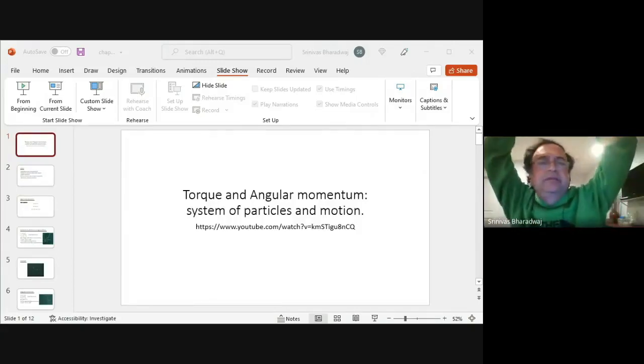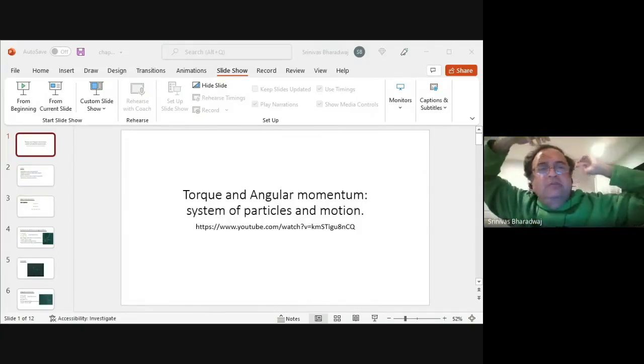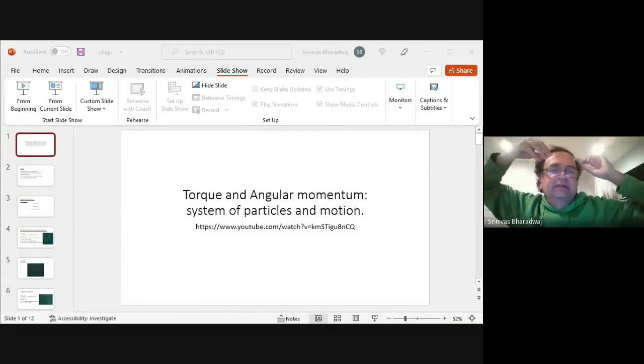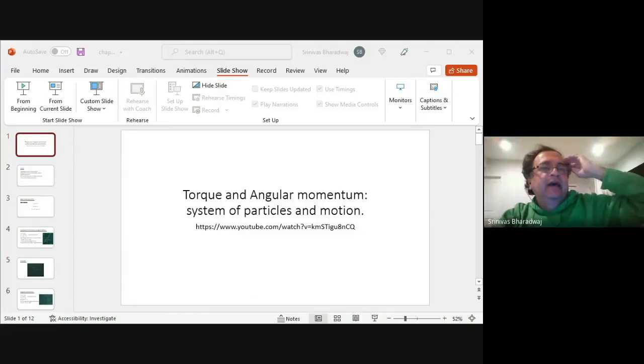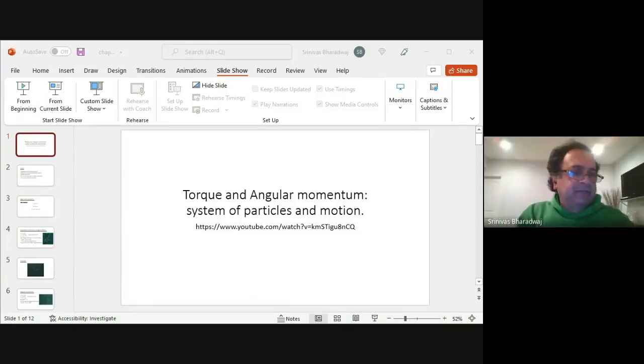The angular momentum is L equals r cross p, and that is r p sin theta. Okay, that is the angular momentum. Now, what is the relationship between torque and angular momentum? The relationship is that the rate of change of angular momentum is the torque.